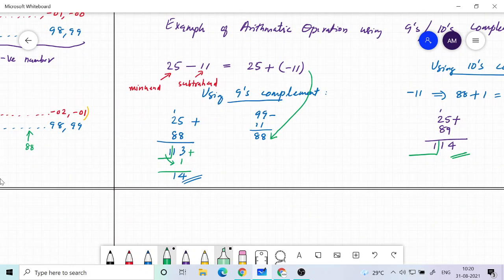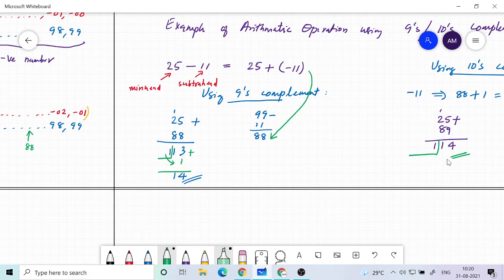Okay, so for 9's complement, you start with 88. When you take 11 steps, you reach 99, and then you take 14 more steps. You actually need to take 15 more steps, so that is why you have this addition of 1 also involved here.